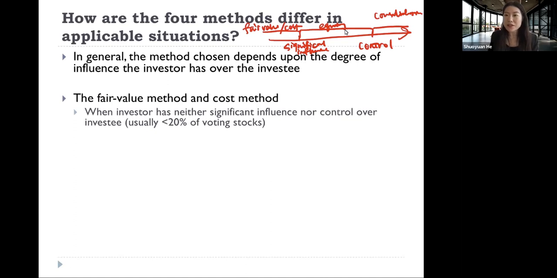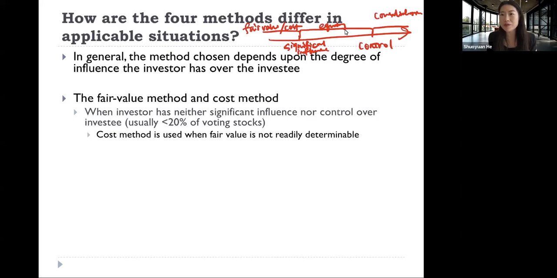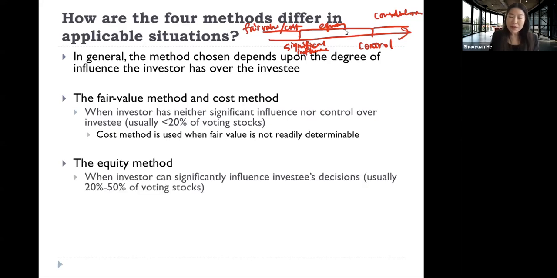So the fair value and the cost methods, those 2 methods are used when the investor has neither significant influence nor control over the investee. And that is usually when an investor has less than 20% of the voting stock of the investee. Specifically, the cost method is used when fair value is not readily determinable. And the equity method is used when the investor can significantly influence the investee's decisions.